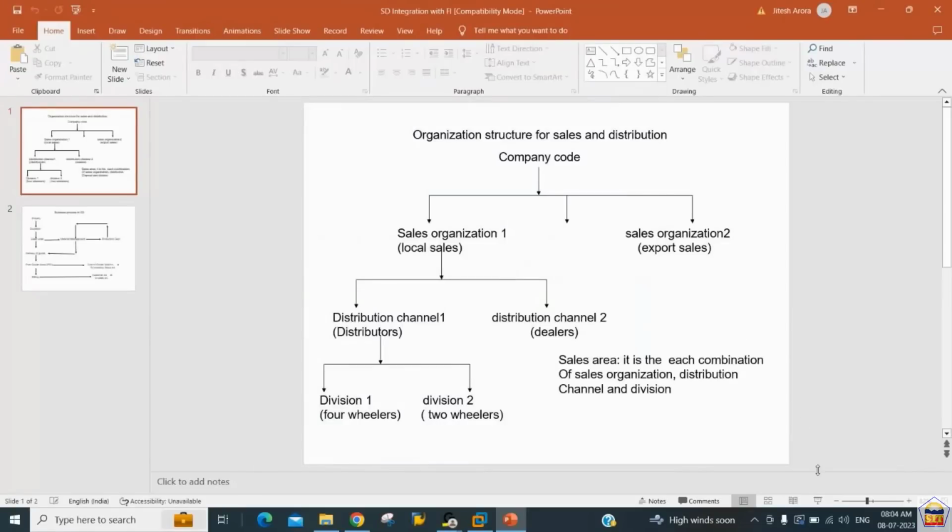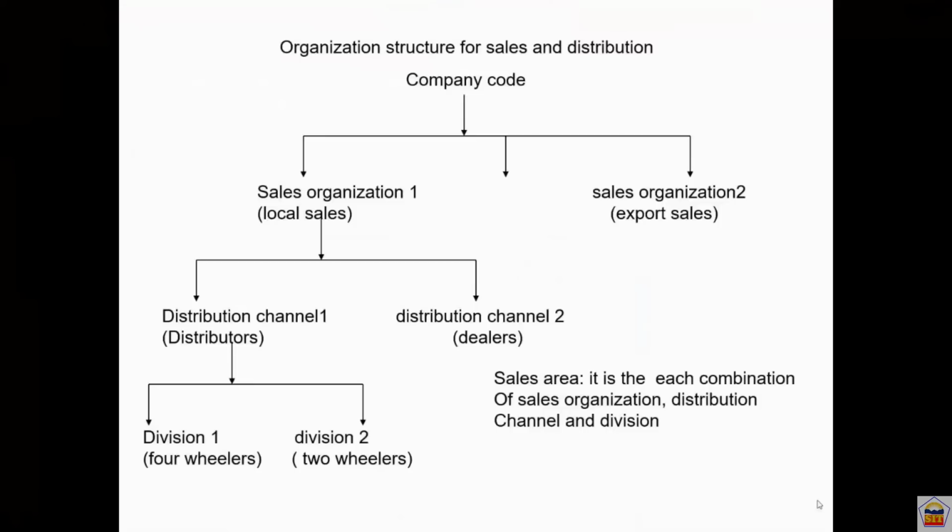In our previous class, we finished the integration of FI with MM. Now we see the integration of FI with SD. SD means sales and distribution. For the integration of FI and SD, we need to set up the sales organization, and the sales organization we are going to link to the company code.